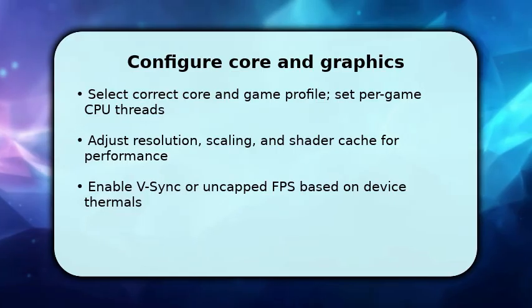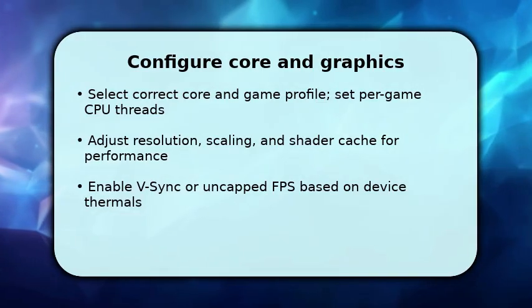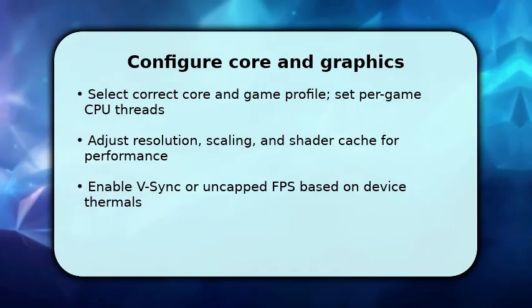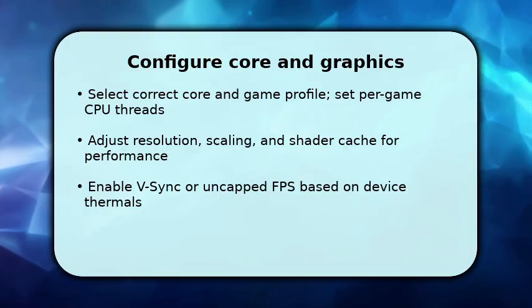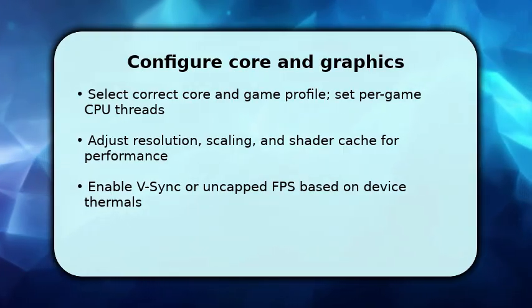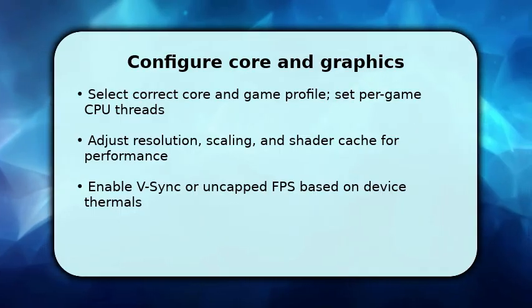Now you refine how games run. Choose the proper core and create a per-game profile so settings don't clash. Tweak resolution and scaling to balance image quality and speed. Enable shader cache to reduce stutter. Set CPU thread count and GPU threading conservatively on phones to avoid overheating.